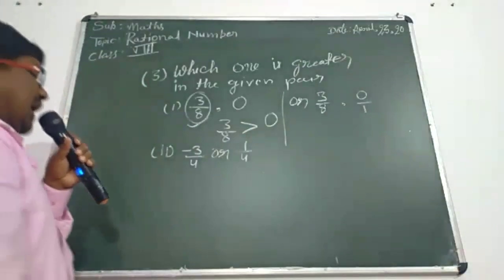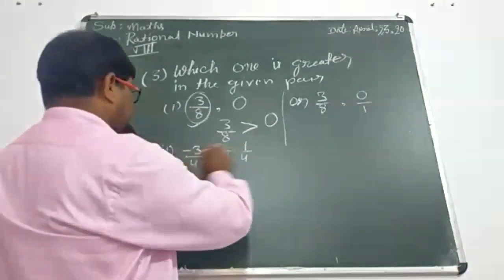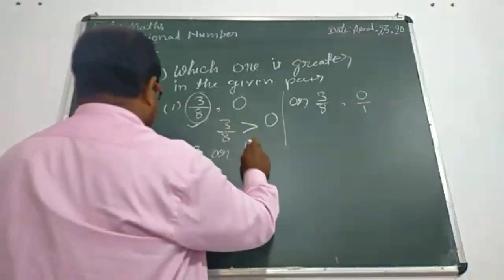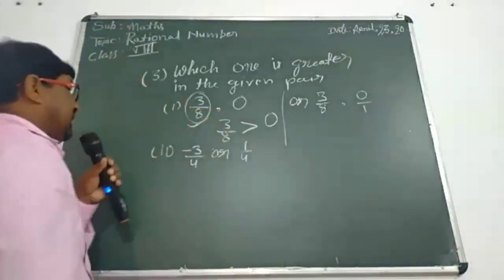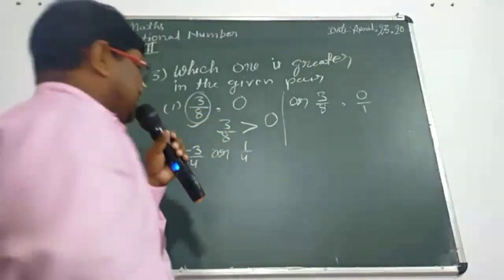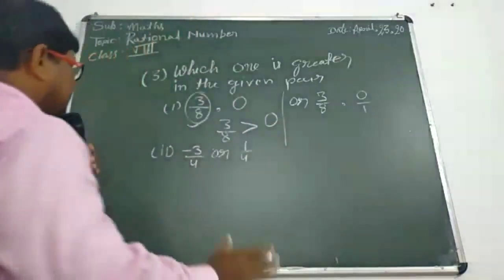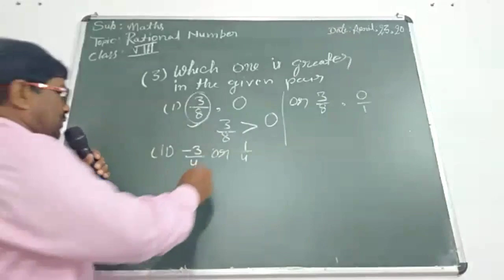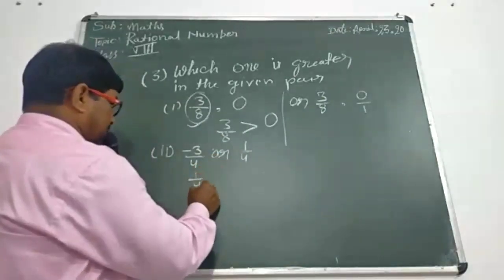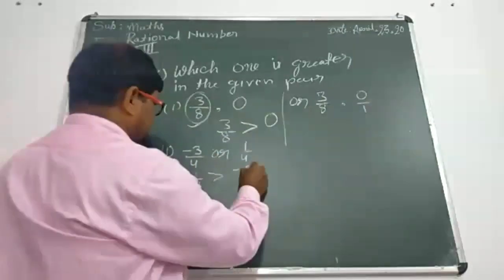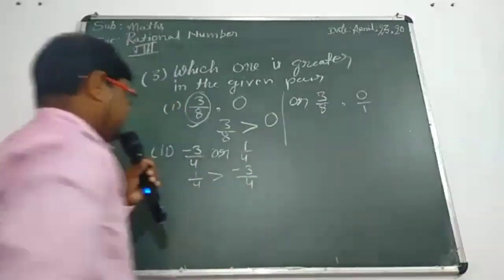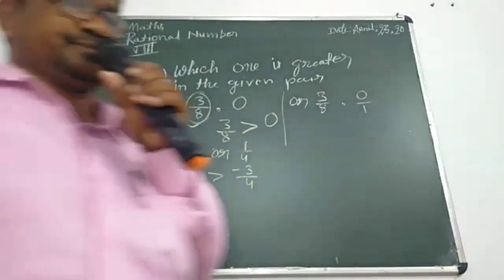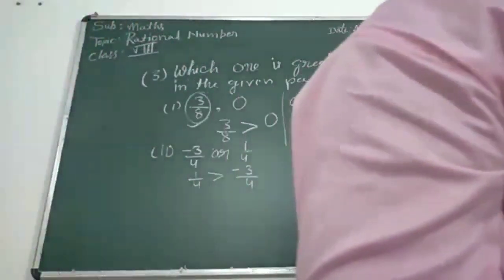Now we should compare according to numerator. This is 1, that is minus 3. Positive number is always larger than the negative. You can say 1 upon 4 is larger than minus 3 upon 4. Understood?